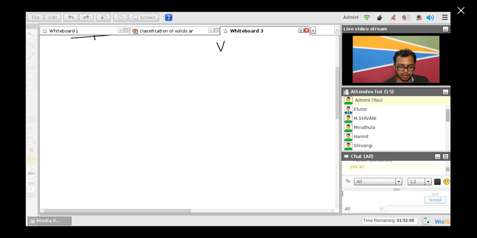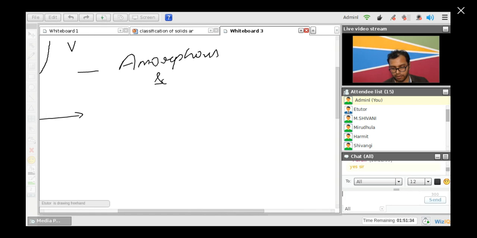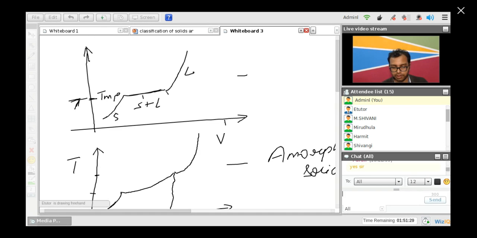Yeah. Now, in case of amorphous solid, you won't observe a sharp melting point, right? So there will be a range of temperature in which the melting of solid will occur, right? So this is the graph in case of amorphous solid. This graph is corresponding to amorphous solid. And the above graph is corresponding to crystalline solid.